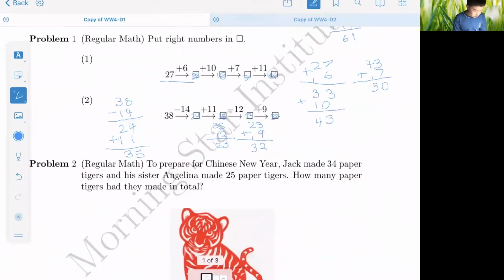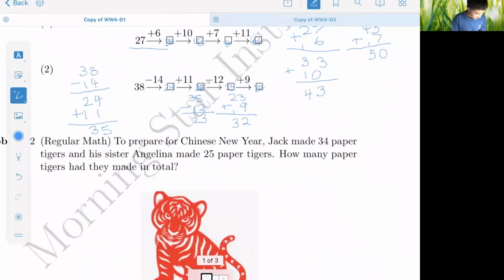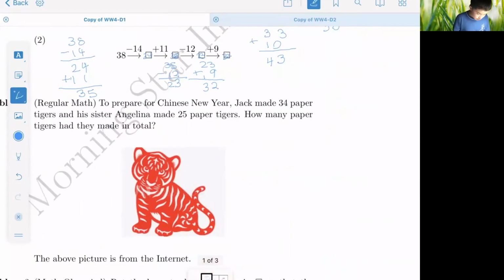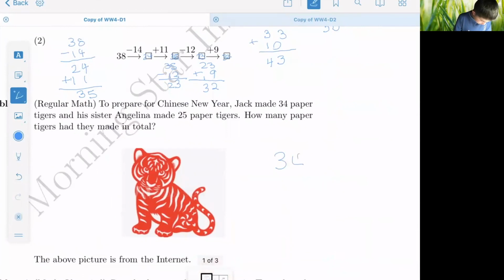For problem number 2, Jack made 34 paper tigers and Sister Angela made 25 paper tigers. How many paper tigers had they made in total? So Jack had 34 tigers and his sister had 25. So we need to add these two numbers together. 4 plus 5 equals 9. 3 plus 2 equals 5. So there are a total of 59 paper tigers.